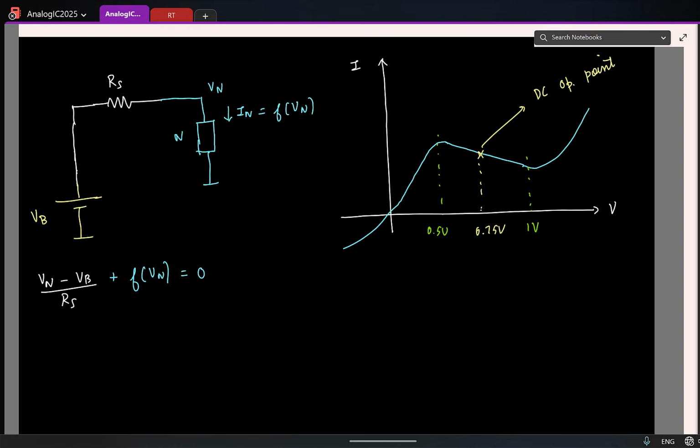Now, this is a nonlinear function. You just have to solve for it. No shortcuts. You might have learned some techniques in your undergrad time to solve for it. There is no escape, right? So let us say you solve for it and find out what Vn is if I give some value of Vb. This is essentially a DC operating point calculation. Right?